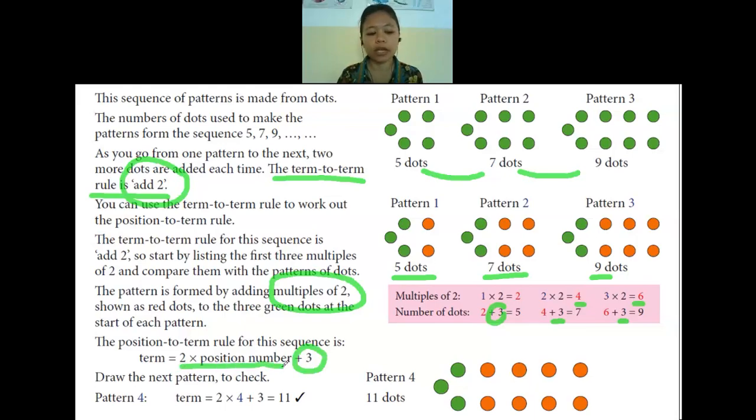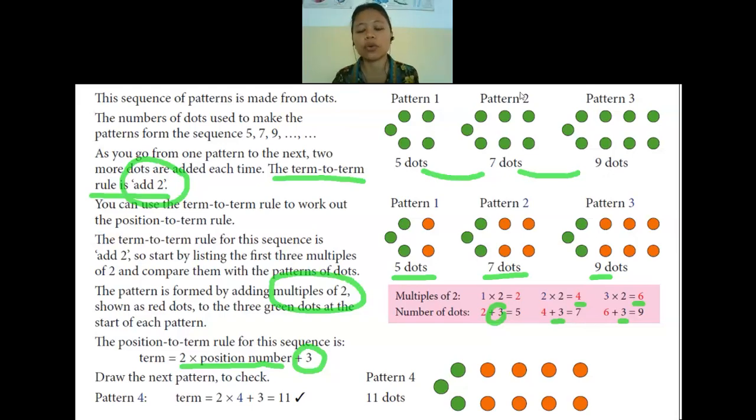Is there anyone who has a question about finding the position to term rule? Or am I going too fast? Or maybe my voice is not audible enough? Clear. Okay. If my voice is already clear enough, I'll continue to the next page.